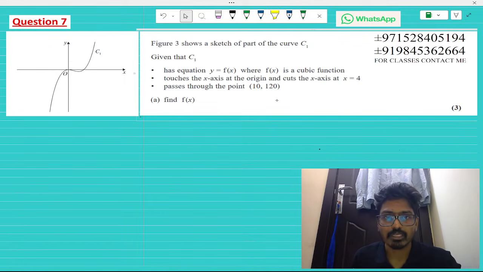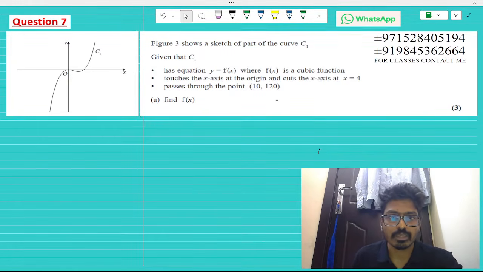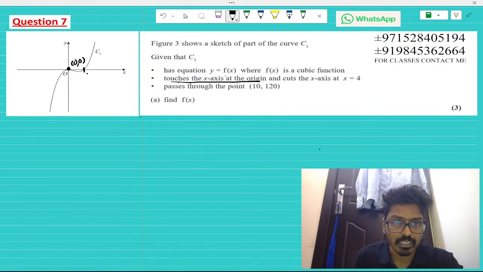Given that C1 has an equation y equals f of x, where f of x is a cubic function which touches the x-axis at the origin. So here it's clearly mentioned that it touches the x-axis at the origin, which is 0 and 0, and cuts the x-axis at x equals 4. So it's clearly mentioned that this is 4, and it passes through the point (10, 120).